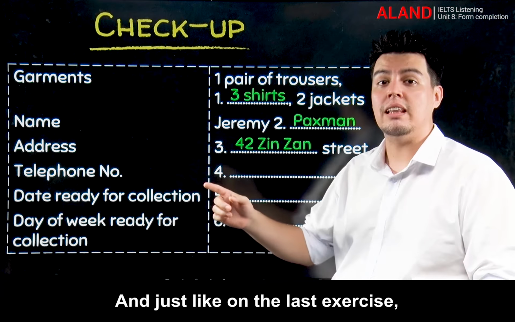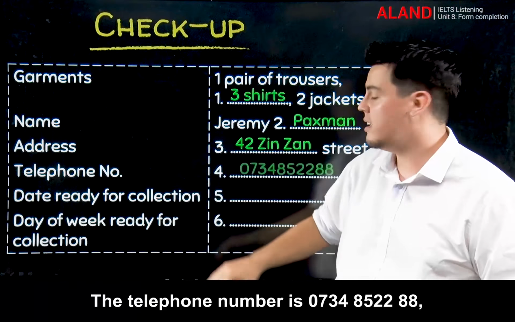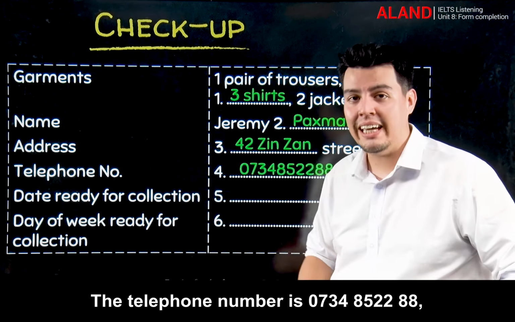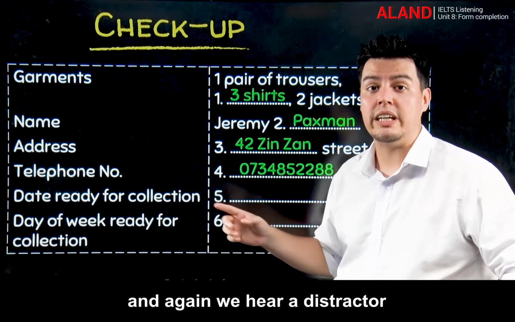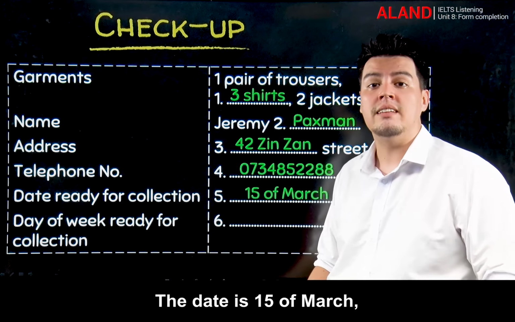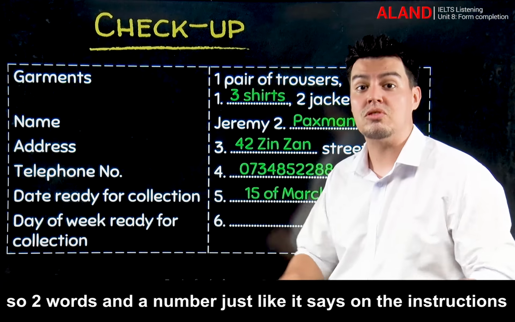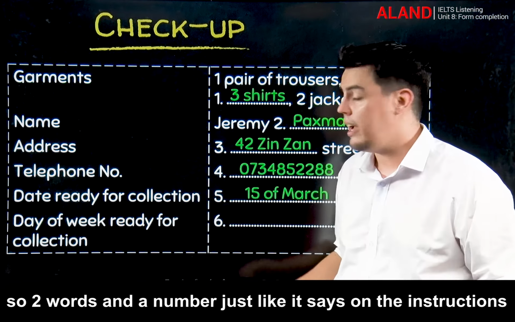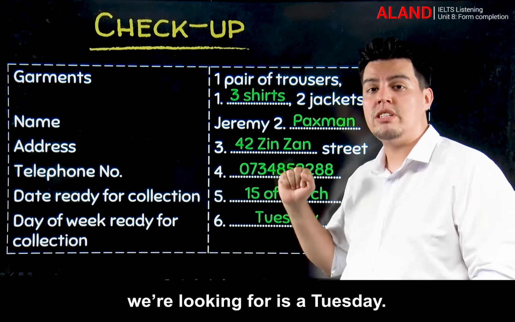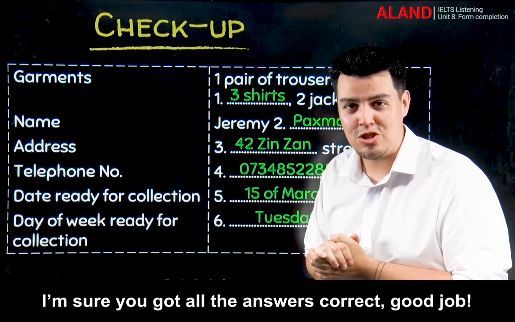And just like on the last exercise, we heard a Z here. The telephone number is 0734-852288. And again, we hear a distractor when he corrects the number at the end. The date is the 15th of March. So 2 words and a number, just like it says on the instructions. And finally, the day of the week we're looking for is a Tuesday. I'm sure you got all the answers correct, so good job.